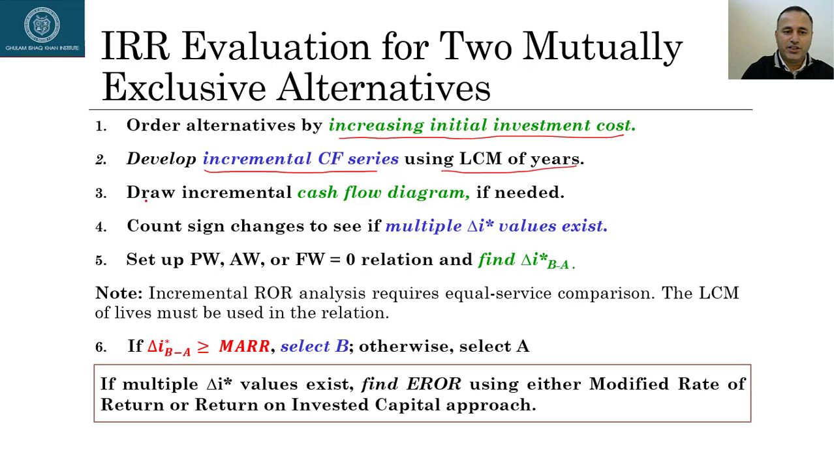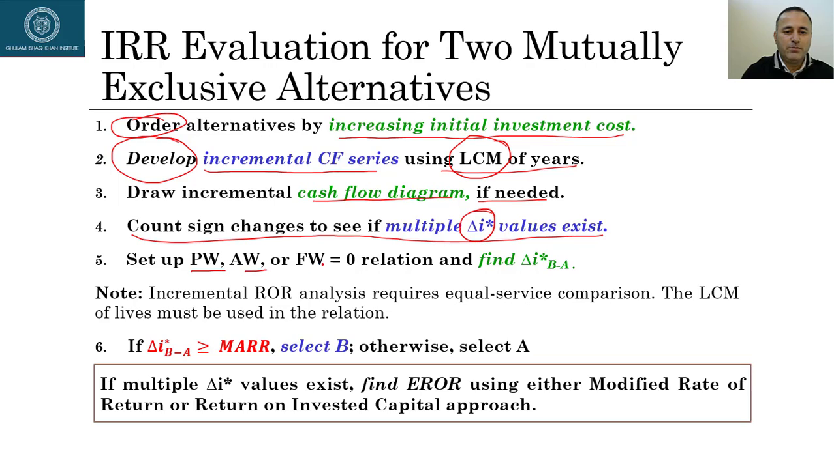So the first step is of course ordering. So order the cash flows. Second step would be to calculate the incremental cash flows. And if there are different life alternatives, then we use the LCM approach. Draw the incremental cash flow diagram, if required, and count sign changes to see if there are multiple IRR values, if they exist.